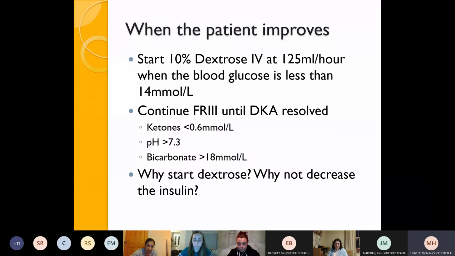Anyone? Is it something to do with potassium? Not quite. Just for a bit of a clue, the other question would be, if we start the dextrose and the blood glucose then starts going up, would we stop the dextrose? What would we do in that scenario?